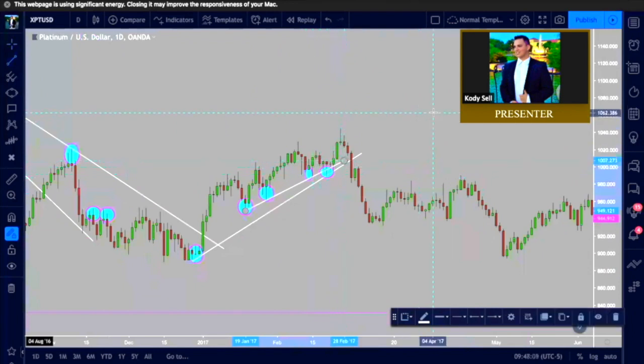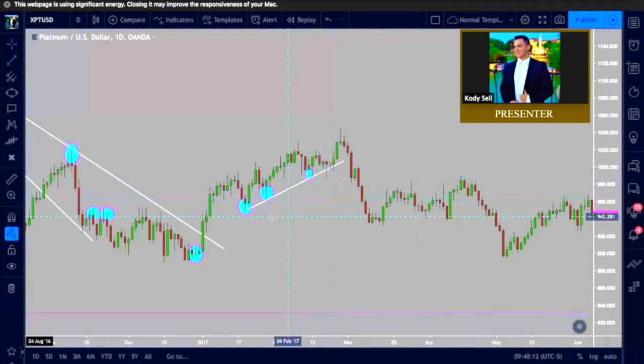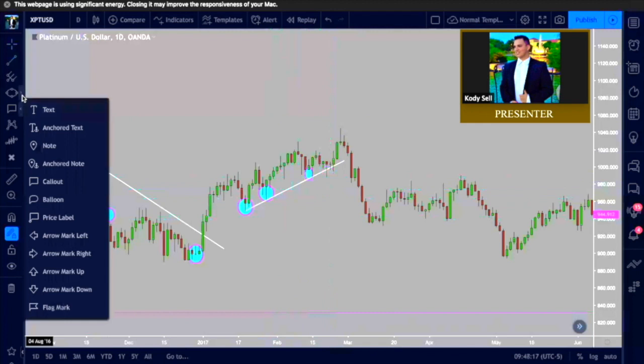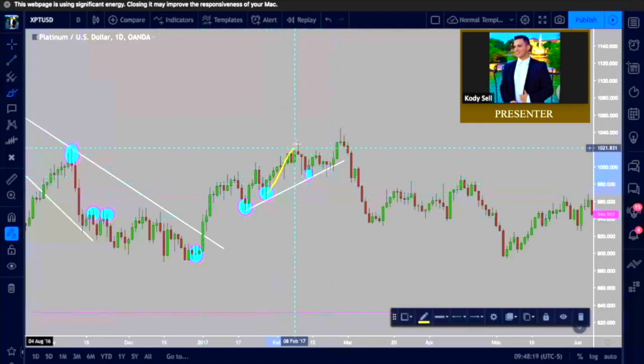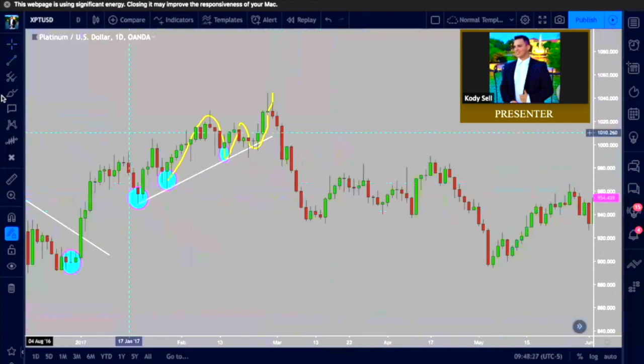Look at that. Did it work? Here, let me move this out of the way so you can see. Did it work? Yes, it did work. Price came up, found support, came back, found support, came back up, and then look, we had to adjust for this wick right here. So let's zoom in.